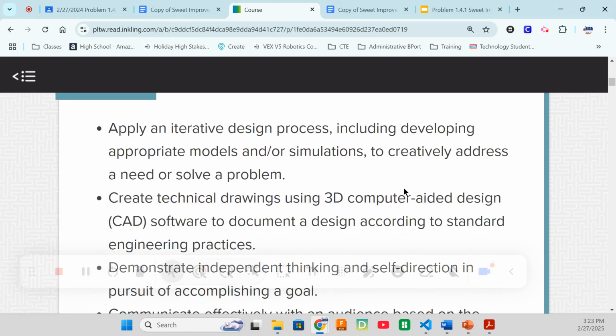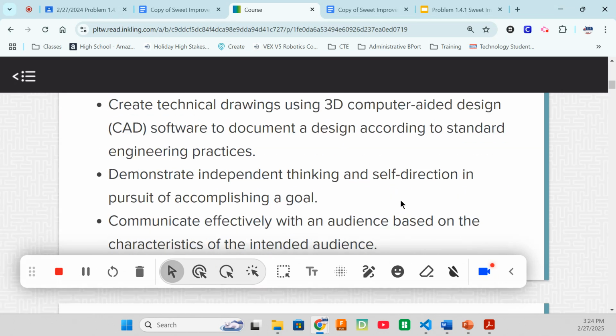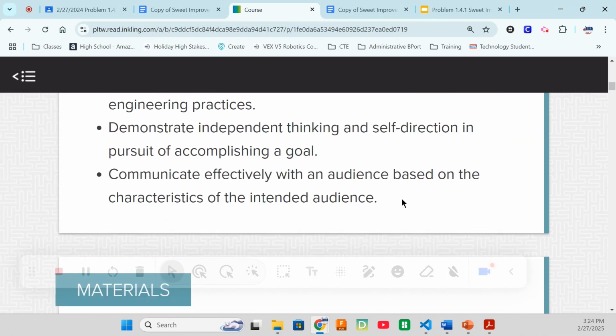Well, the first thing you're going to do is apply an iterative design process, including developing appropriate models and/or simulations to creatively address a need or solve a problem. You're going to create technical drawings in your engineering notebook, and you're going to use Onshape to create a CAD model. You're going to demonstrate independent thinking and self-direction in the pursuit of accomplishing a goal. And you're going to communicate effectively with an audience based on the characteristics of the intended audience.